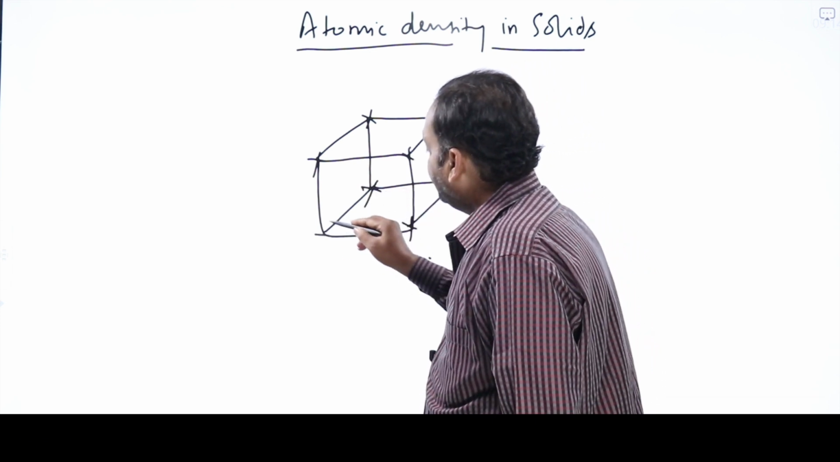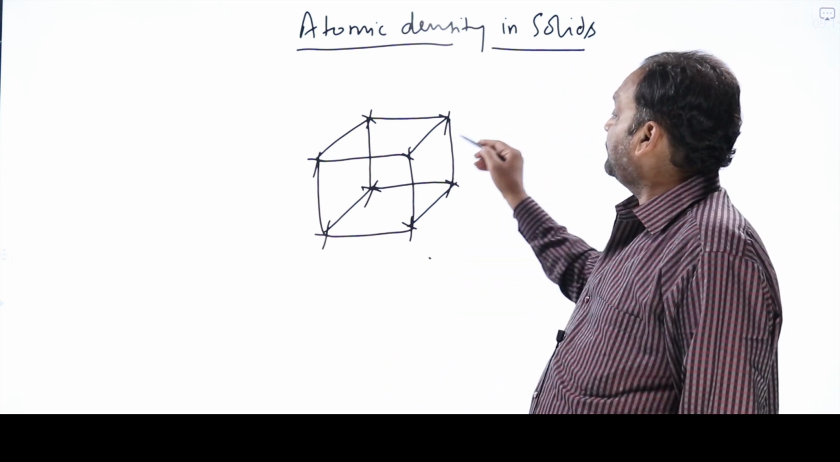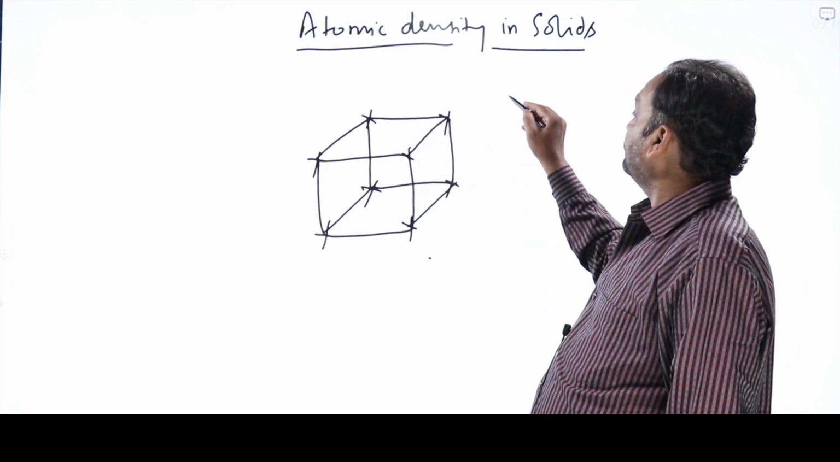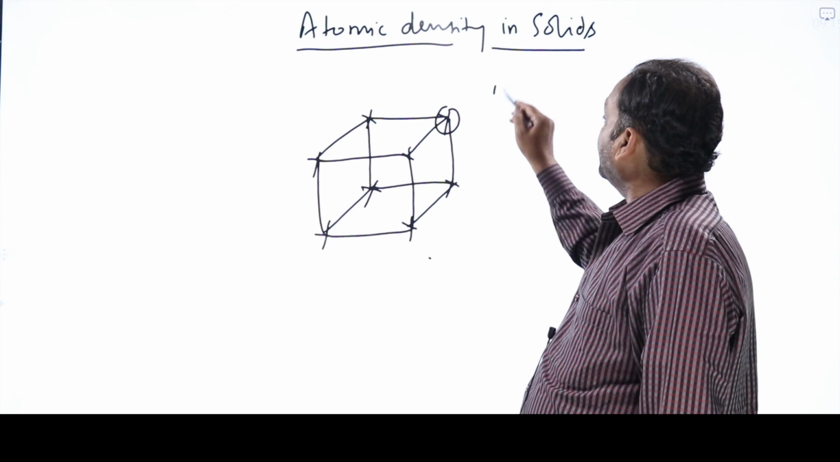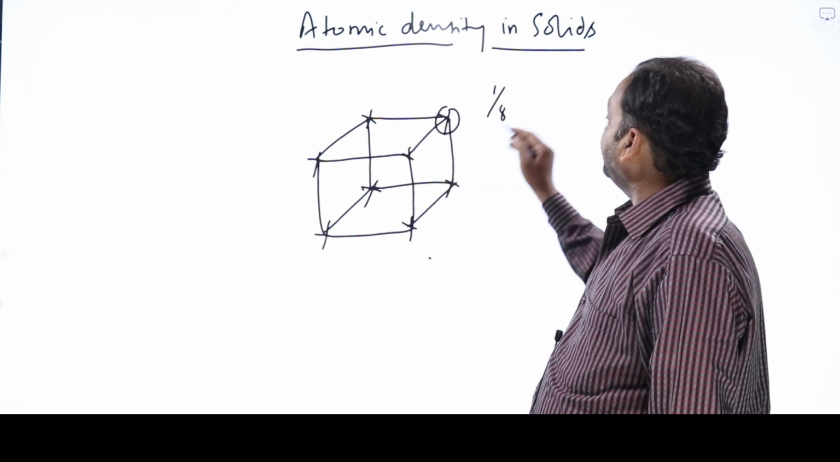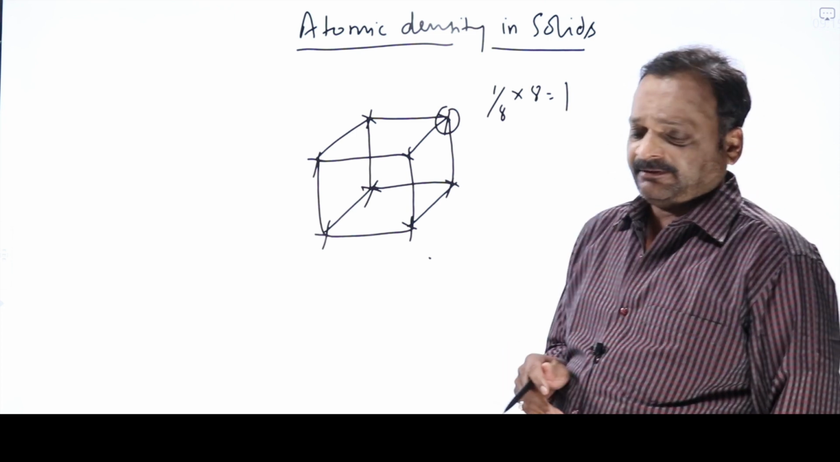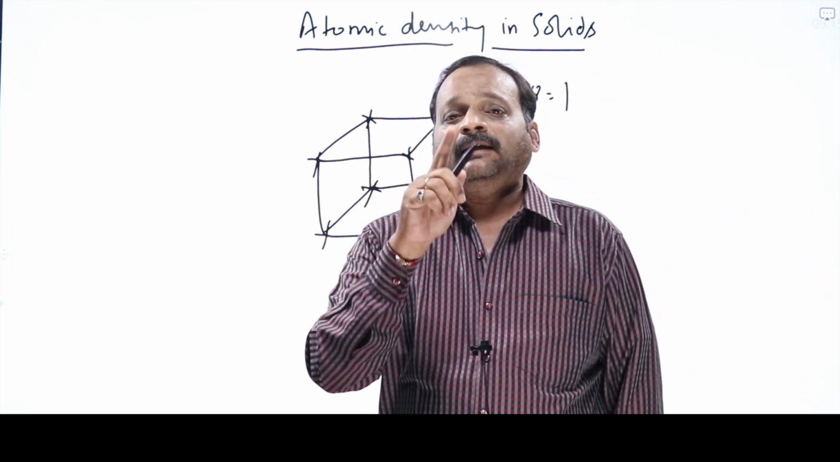In the very beginning of the study of crystal structure, we have seen that in a simple cubic crystal, the number of effective atoms present per unit cell is equal to, from each corner atom I'm getting only 1/8. There are 8 corners and 8 atoms, so 8 into 1/8 is equal to 1. Effectively, a simple cubic unit cell contains only 1 atom.